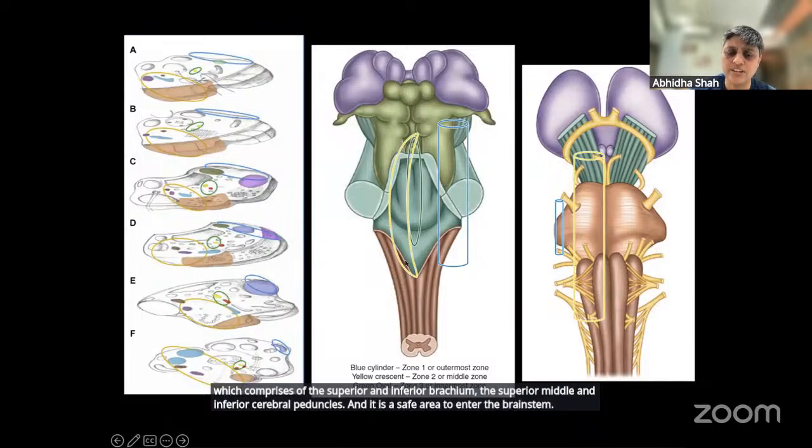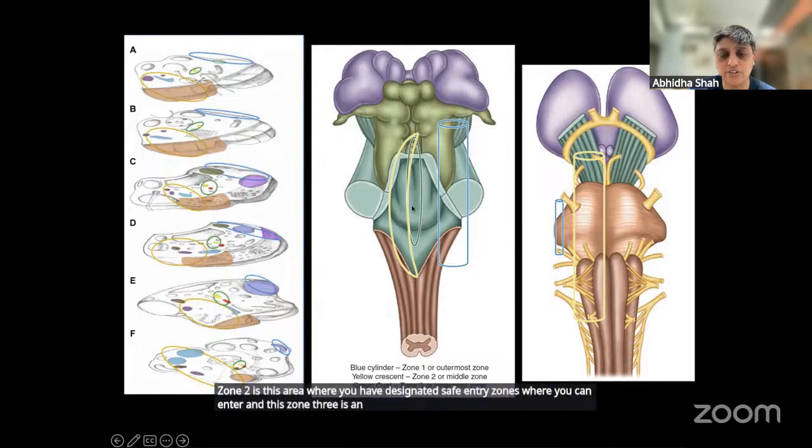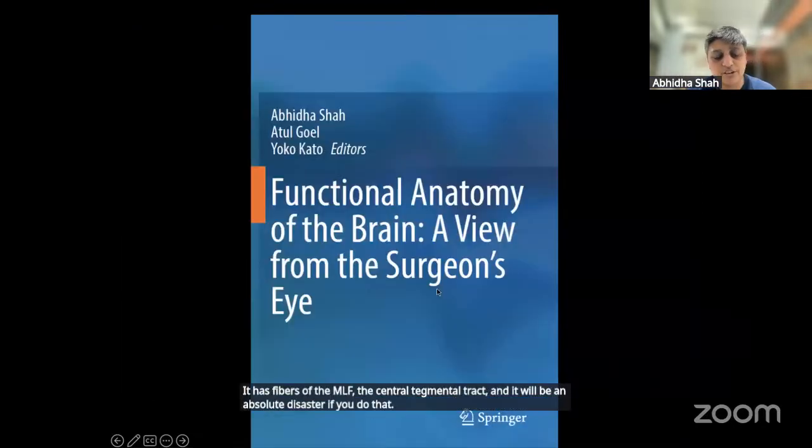Zone 2 is this area where you have designated safe entry zones where you can enter. And this zone 3 is an absolute no entry. You should not enter the brainstem from here. It has fibers of the MLF and the central tegmental tract, and it will be an absolute disaster if you do that. So this comes to the end of my lecture.